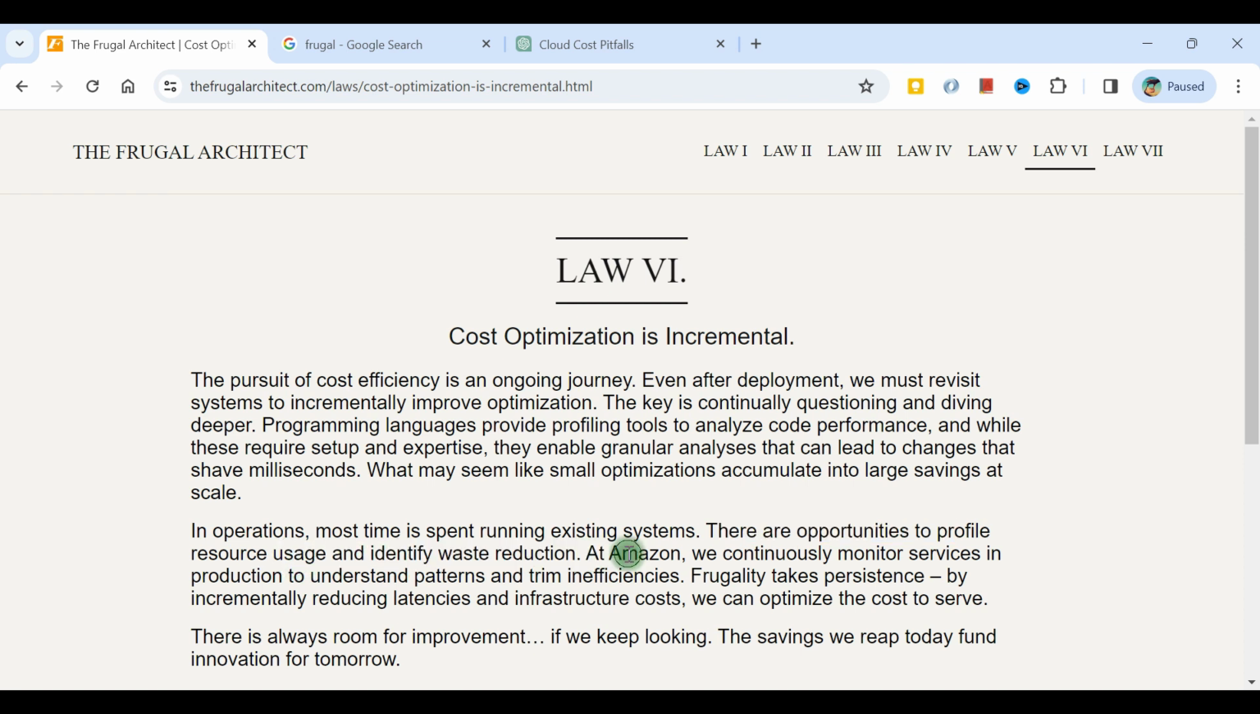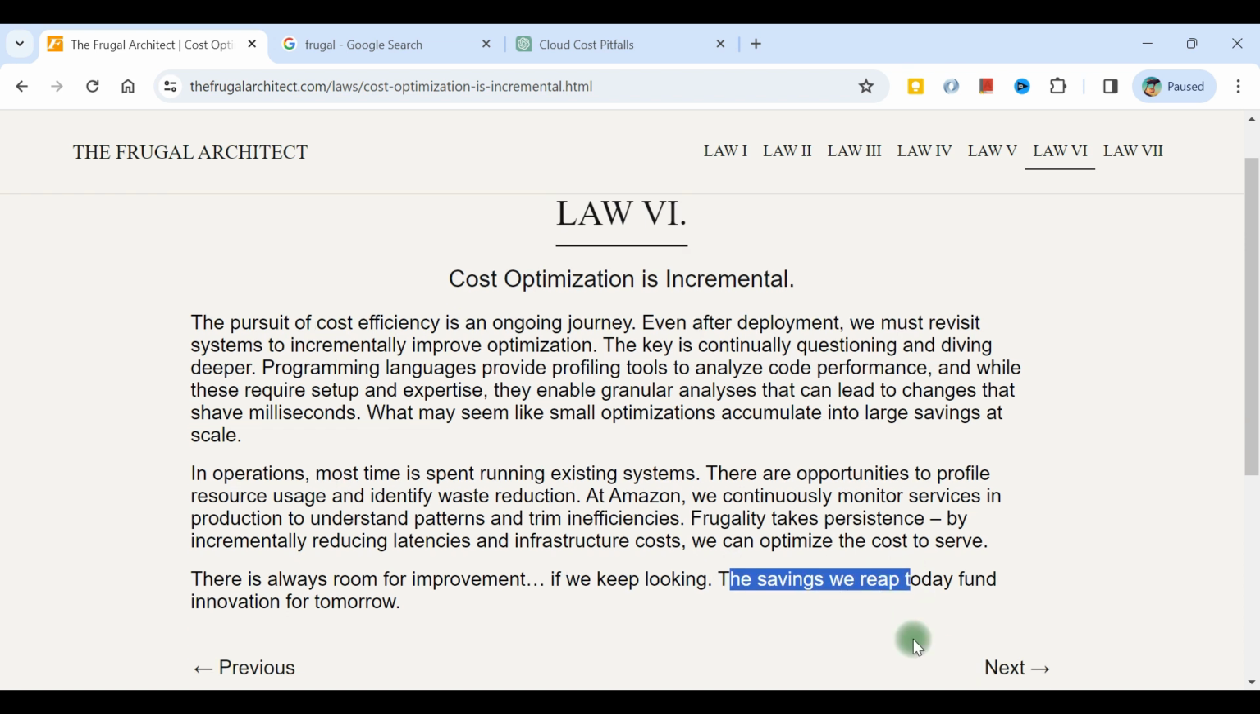At Amazon, we continuously monitor services in production to understand patterns and trim inefficiencies. Frugality takes persistence. By incrementally reducing latencies and infrastructure cost, we can optimize the cost to serve. There is always room for improvement if we keep looking. The savings we reap today fund innovation for tomorrow.